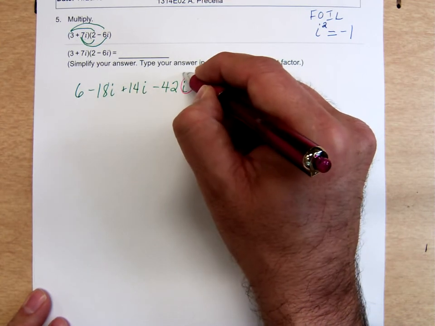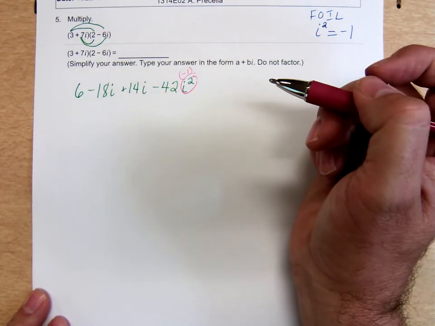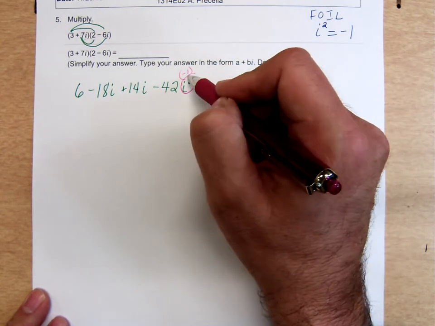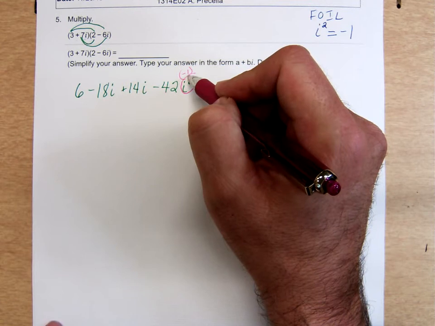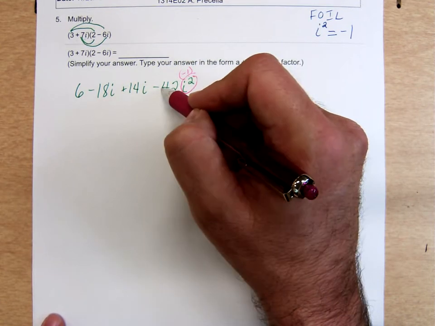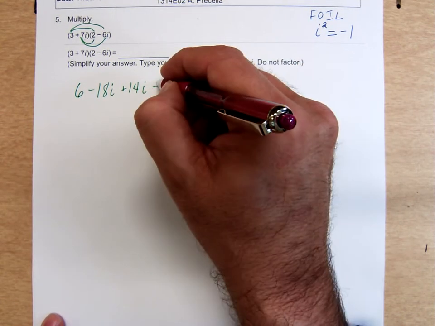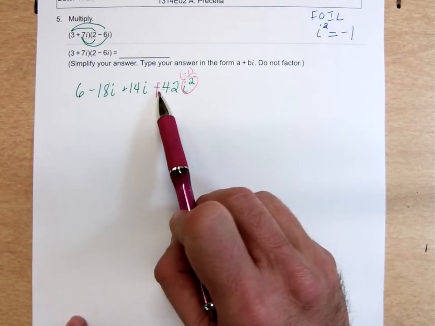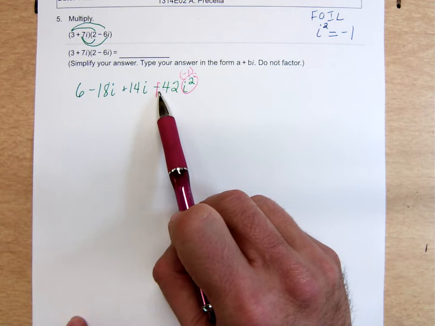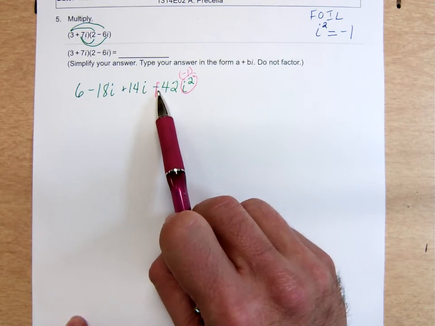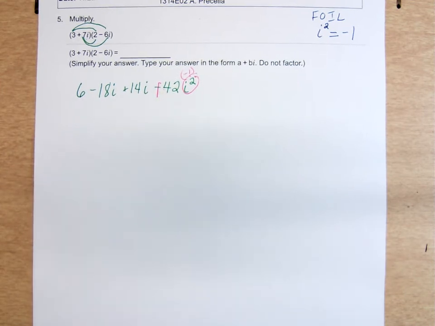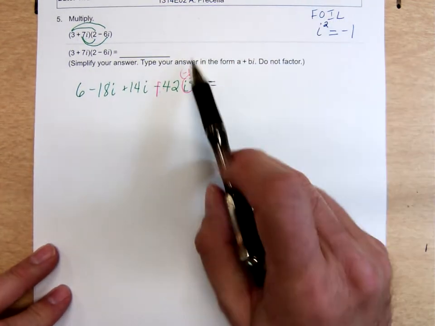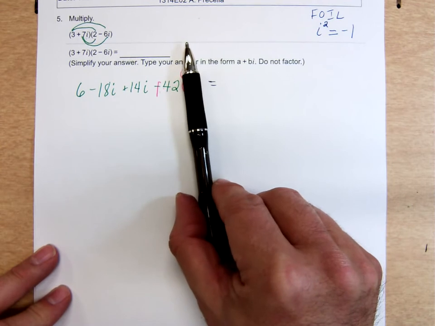If I replace that i squared with -1, all that's going to do, -42 times a -1, what's that going to be? Negative times negative, positive. That i squared just changes the sign of the -42 to a positive 42. Y'all remember that rule about imaginary numbers? And now, this i squared is gone.